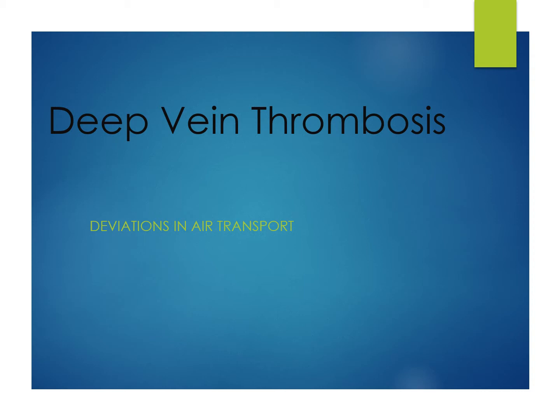This is deviations in air transport, kind of a continuation from the anemia one. A deep vein thrombosis is an indication that blood flow is being impeded or stopped. Please make sure you understand the anatomy and physiology of the venous structure and the arterial structure, especially that in the lower extremity.